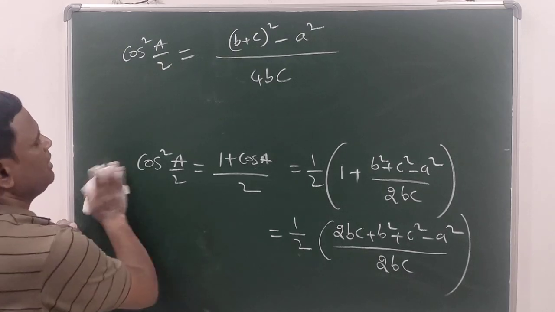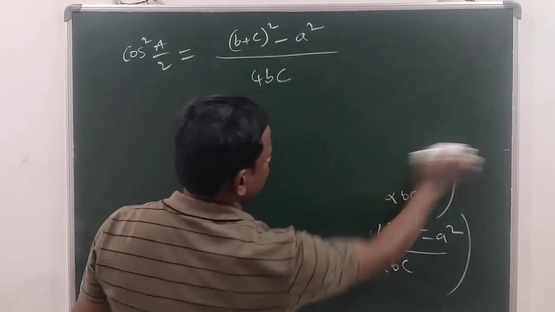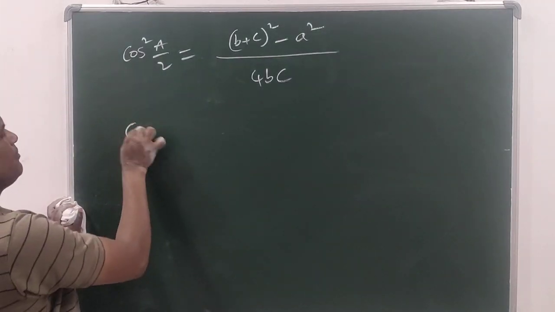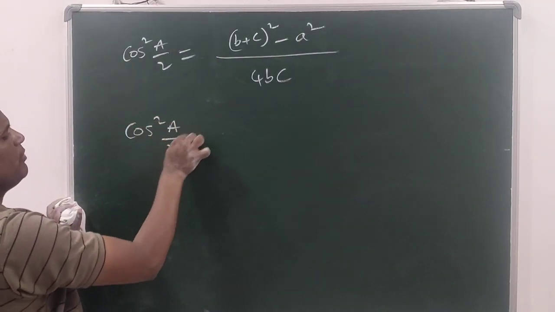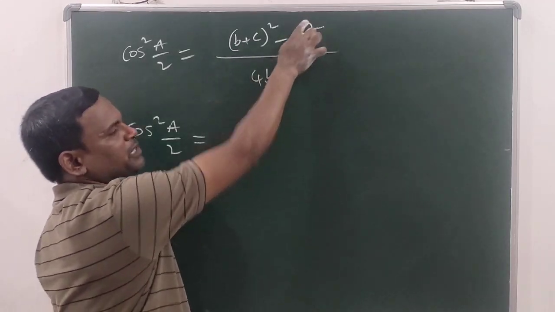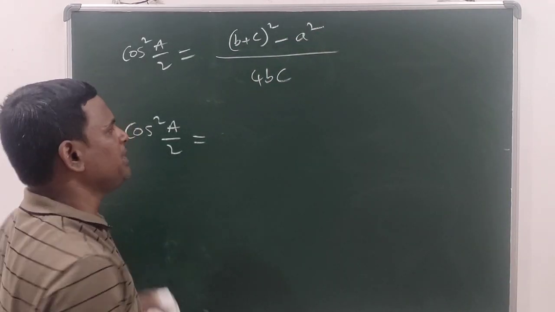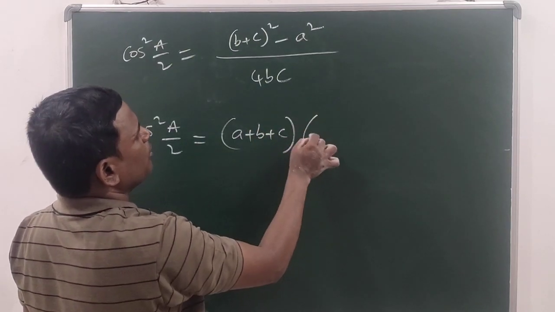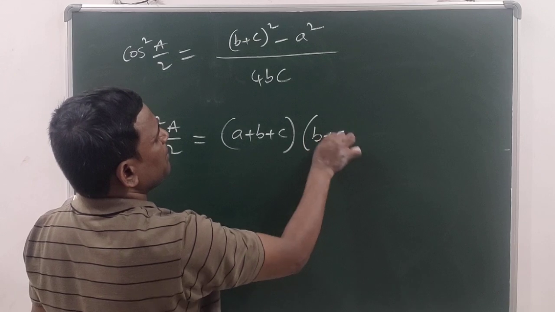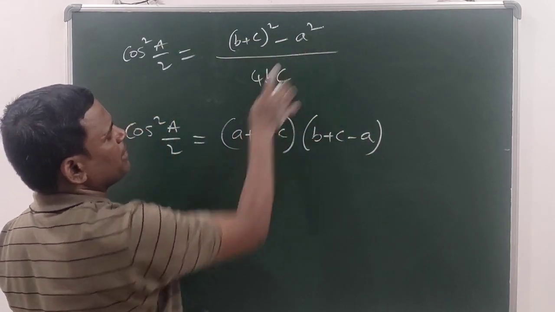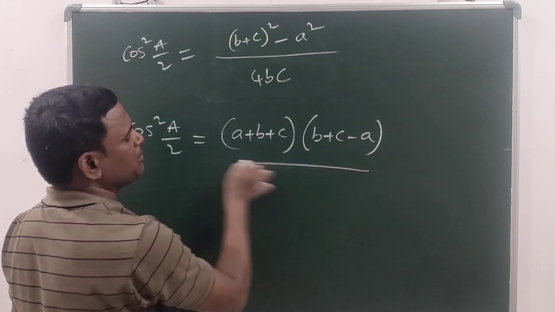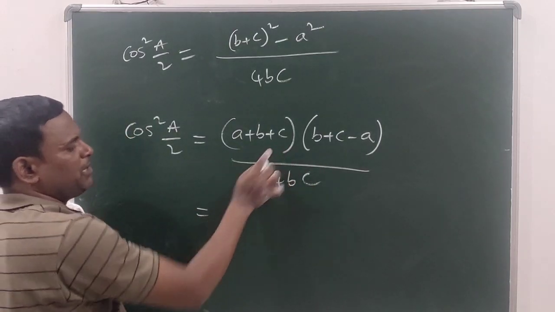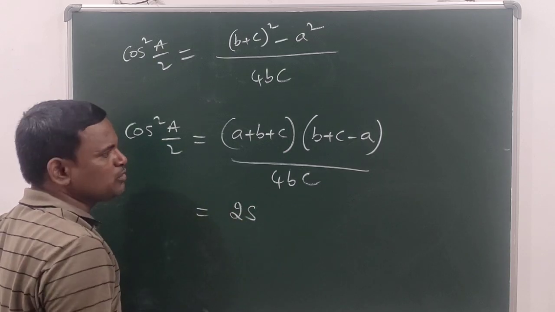Okay, right. In the next step, students, see here. Cos square A by 2 is equal to, here a square minus b square can be written as (a plus b) into (a minus b). Now, (a plus b plus c) into, so here what do we get? (b plus c minus a) you will get. a square minus b square can be written as (a plus b) into (a minus b) by 4bc. You know, a plus b plus c is nothing but the perimeter of a triangle, that is 2s.